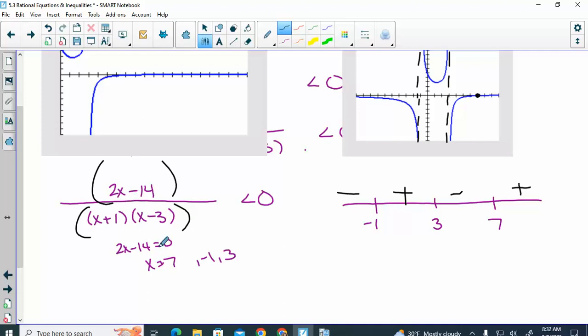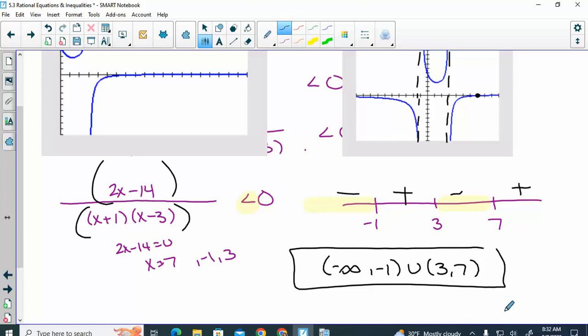Is there always going to be one more sign change than the amount of numbers you have? Yep. Alright, so which ones did I want? Positives or negatives? Less than 0 is negative, so I have 2 sections that were negative. Do I need any brackets this time? No, I didn't have an equal to on my inequality. So negative infinity to negative 1, union 3 to 7.